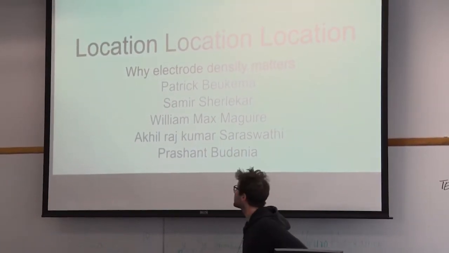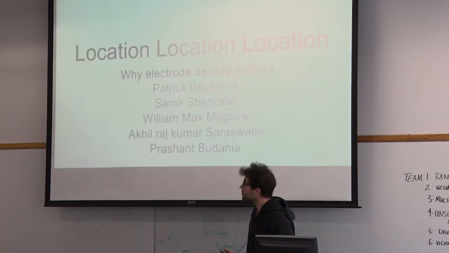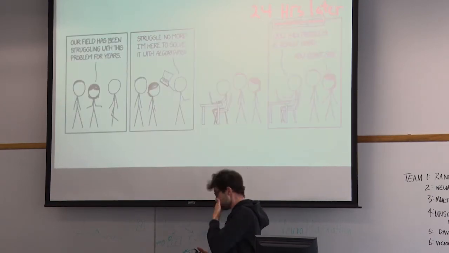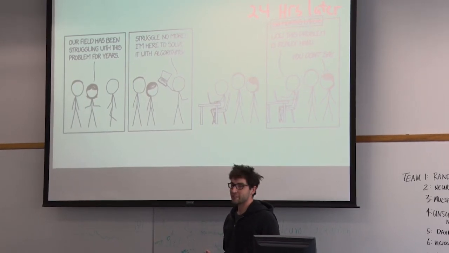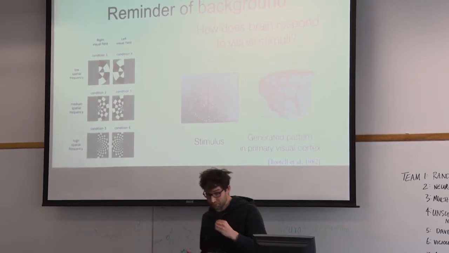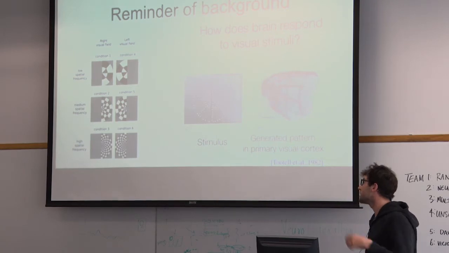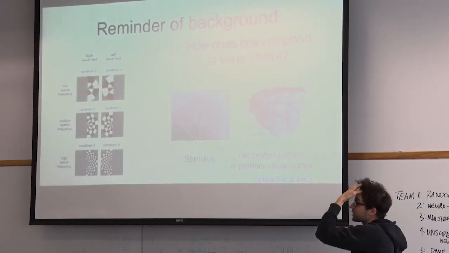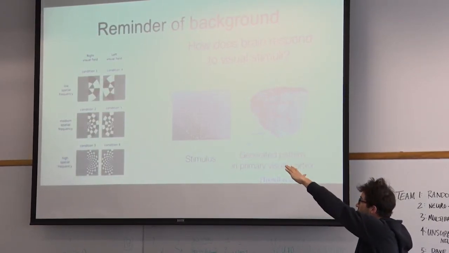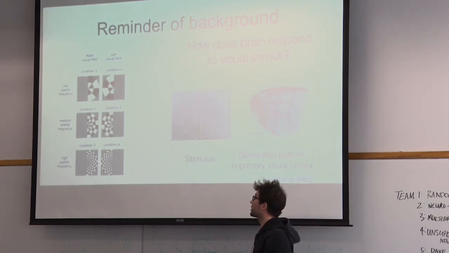Location, location, location. So we took the EEG data set and tried to look at why electrode density matters. Hopefully you can get this really quickly since we don't have a lot of time. A reminder of what the data set is: the subjects are presented with these various gradients that you see on the left, and they have different densities, going from low to high. This generates a very characteristic retinotopic map. It's understood that these stimuli are not natural, but we're going to see what we can learn about the brain.